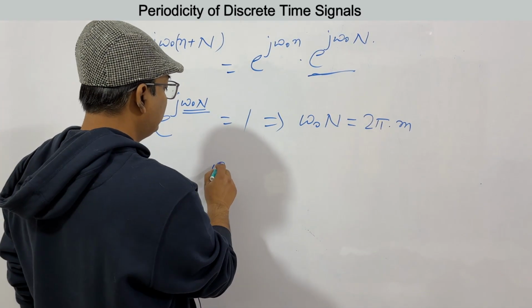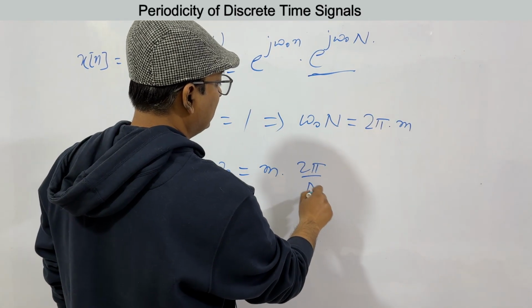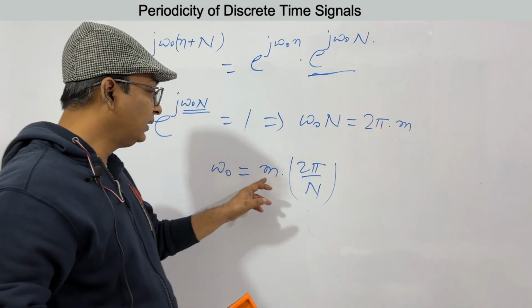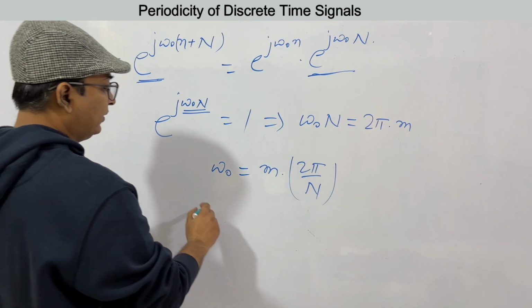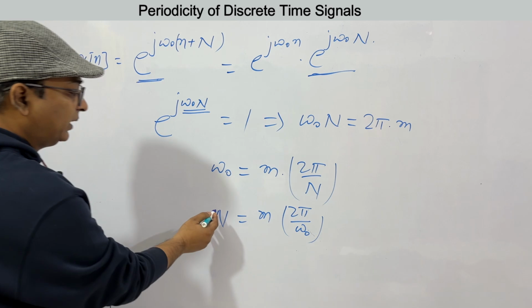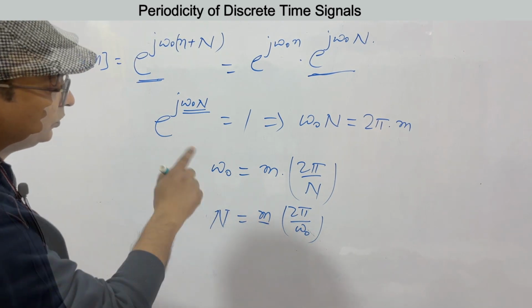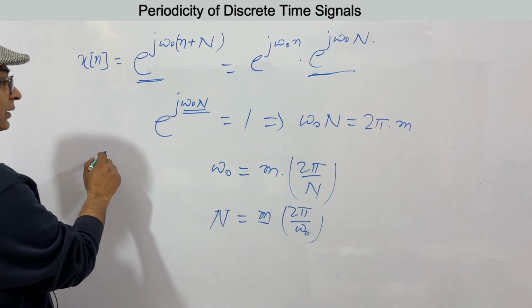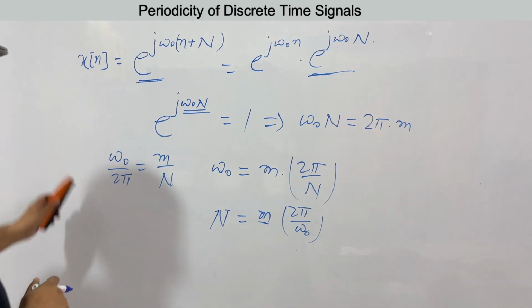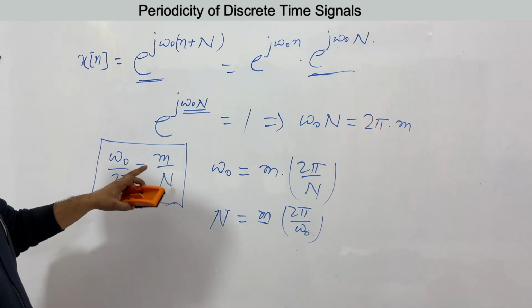Okay. So from here we get a very important relation, that is omega 0 is equal to m into 2 pi by N. Now see, this is distinct from continuous time, where omega 0 was simply 2 pi by T. Here we have this ratio. Similarly, we can have N is m into 2 pi by omega 0. So the fundamental period is a multiple of 2 pi by omega 0 here. There it was simply 2 pi by omega 0. So one very important relation we get from this is omega 0 by 2 pi equal to m by N. Now what does this signify? This signifies that the signal will be periodic only when m by N is rational.